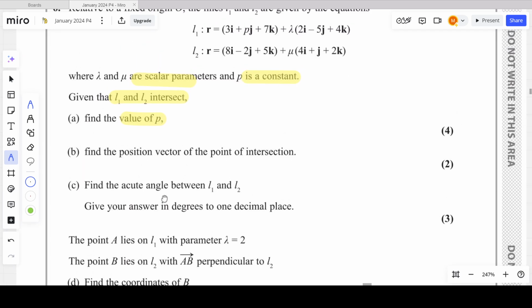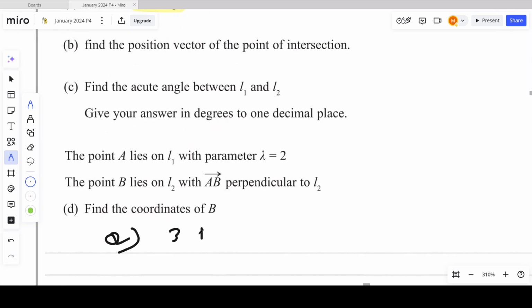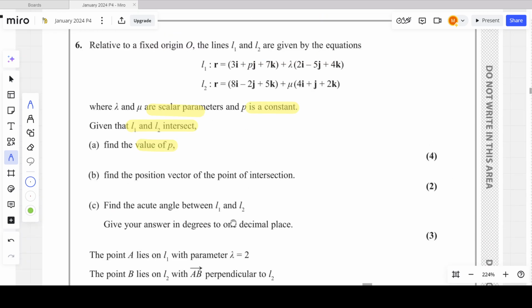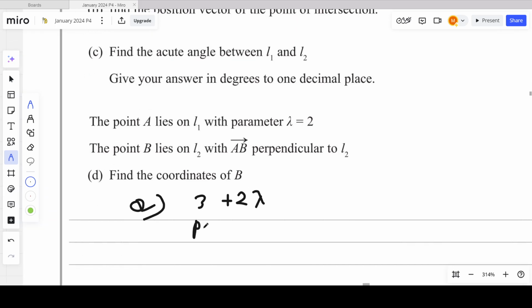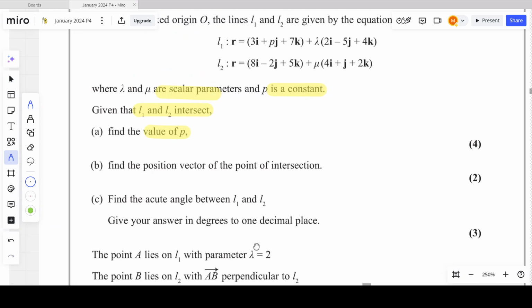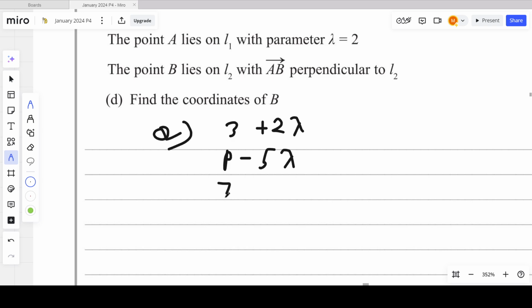The i component for line L1 is 3 plus 2 lambda. The j component is p minus 5 lambda. And the k component is 7 plus 4 lambda. So this is the vector equation for line L1.